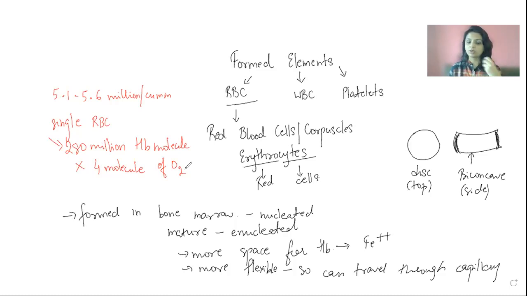Another thing I told you is that red blood cells are more flexible, so they can travel through the capillary. The diameter of a capillary is very small, around 7 to 8 micron. Even the red blood cells have a diameter more or less the same as the capillary, approximately 7 to 8 micron.